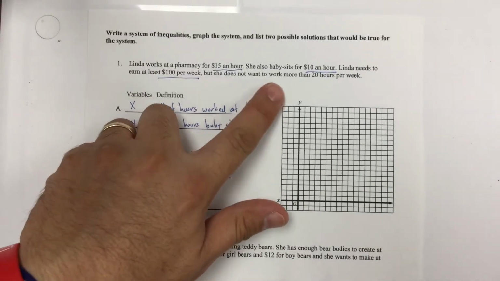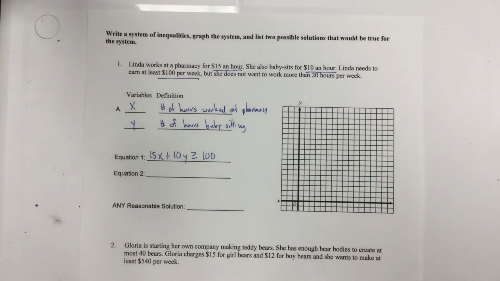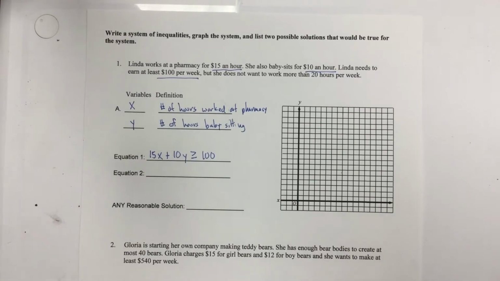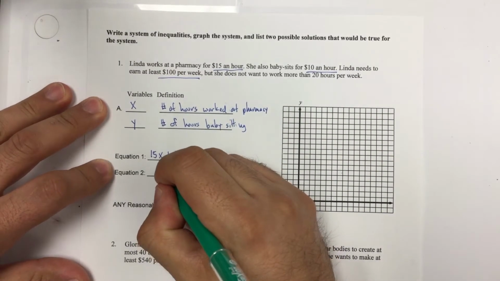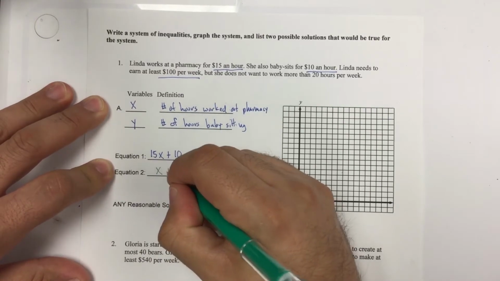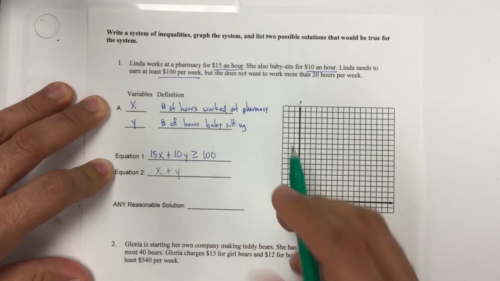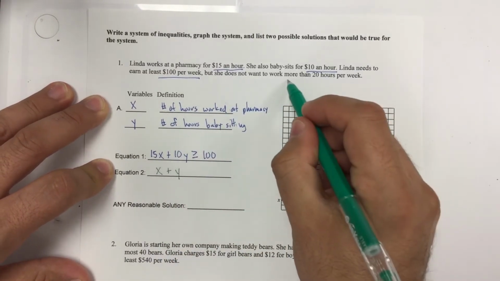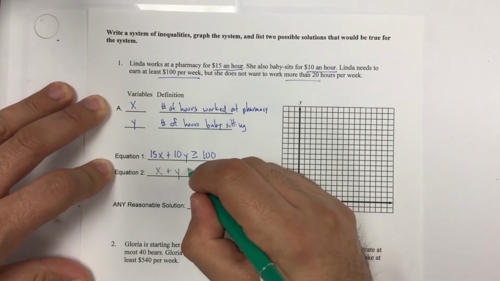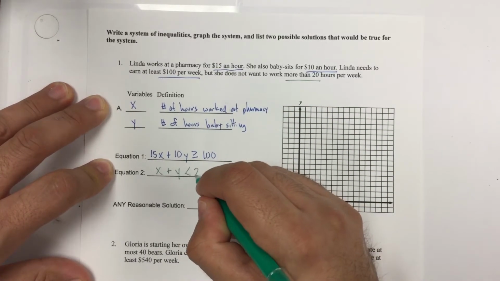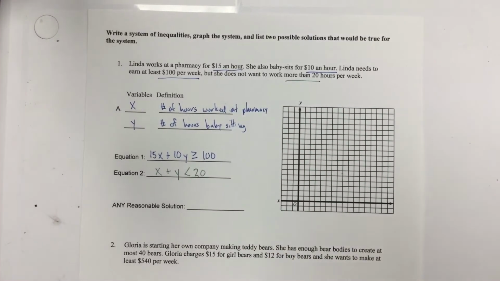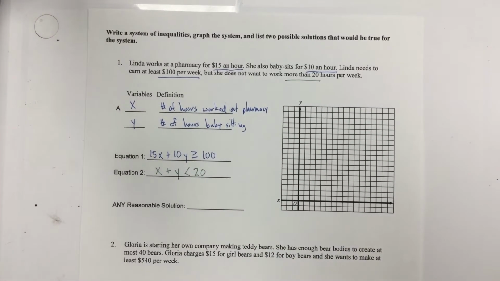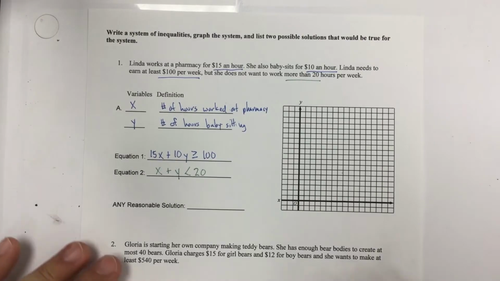But she does not want to work more than 20 hours per week. So she wants to work so many hours in the pharmacy. She wants to work so many hours babysitting, but she does not want to work more than 20 hours per week. So that is going to be less than 20. Okay. So from here, we are going to graph these.